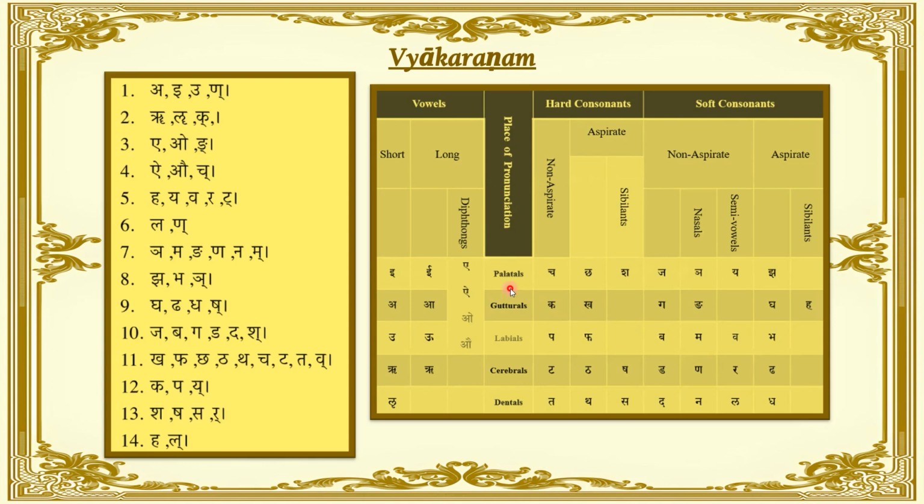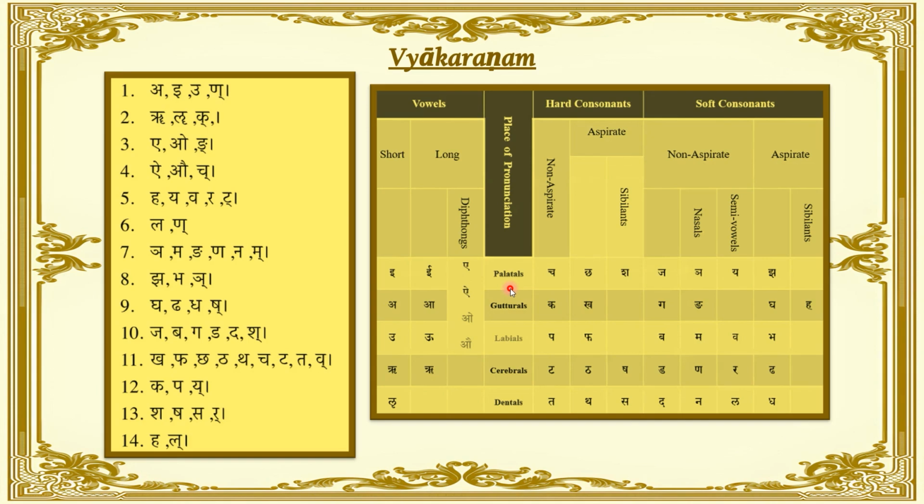Then we have labials. That is the lips are involved. Pa, pha, ba, bha, ma, and cerebrals, which are there. So you have to roll your tongue against the roof of the mouth. Ta, tha, da, dha, na, r, r. Dentals are, so you have to orient your tongue towards the teeth. Ta, tha, da, dha, na, and that we have.